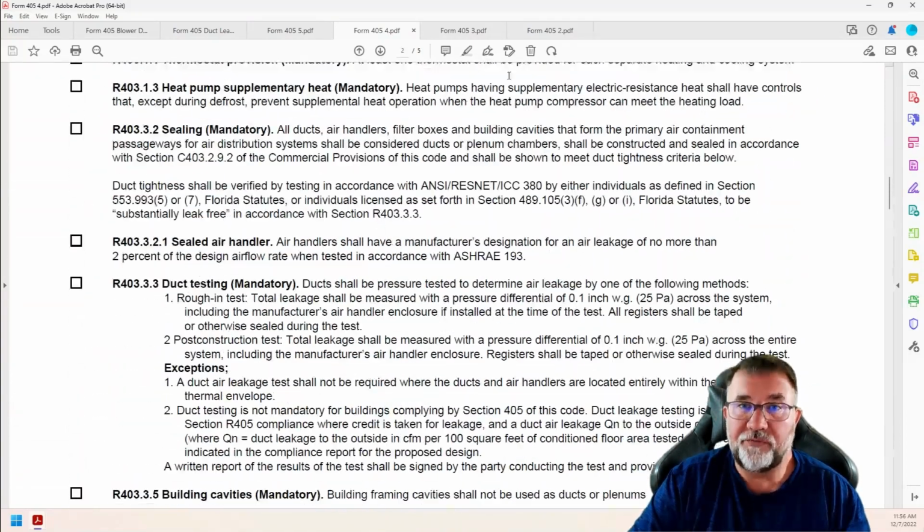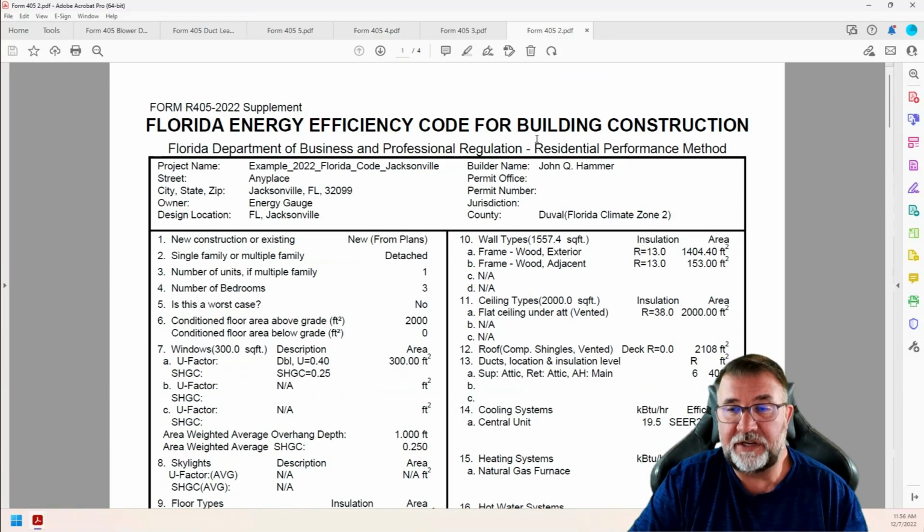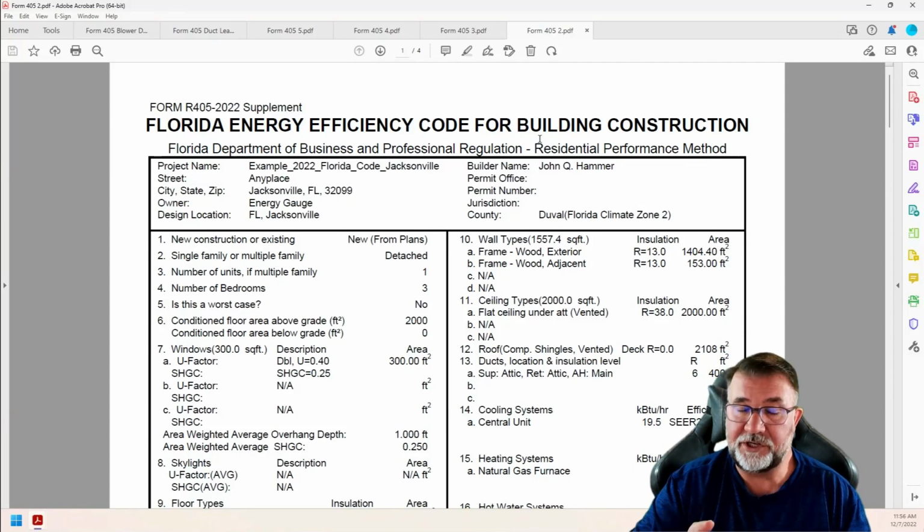So performance method of calculation is a much easier, less restrictive way of doing energy calculations that could potentially save you money up front. But depending on what you do, it could cost you money down the road. So our next course that we're going to be talking about, this was number 2. First one was prescriptive method. This was performance method of energy calculations.